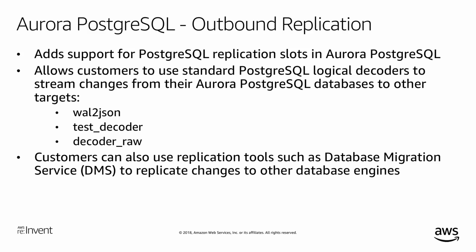Also, customers can use replication tools now, such as DMS, our Database Migration Service, to replicate changes to other database engines. So if you've got an Aurora PostgreSQL database, now you can use DMS to not only populate target databases, but also to use change data capture as a method to propagate those changes on an ongoing basis.